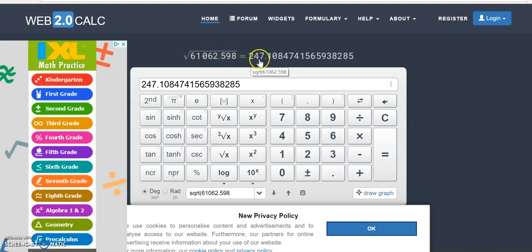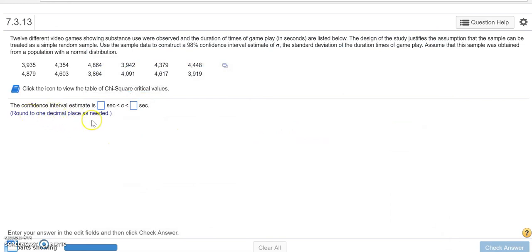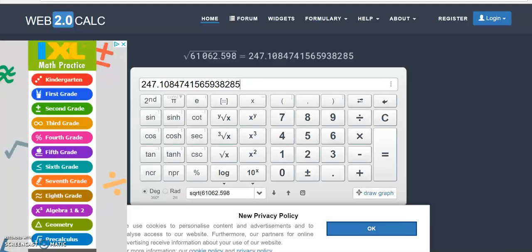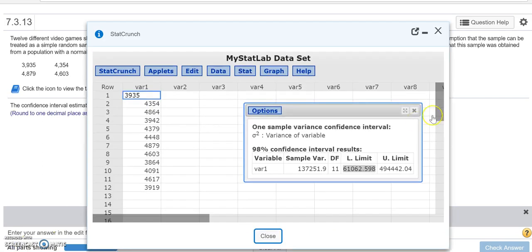Okay, so this is the square root: 247.1084, etc. This question asked us to round to one decimal place. So it'll be 247.1 for the lower limit. And then for the upper limit, let's check that.